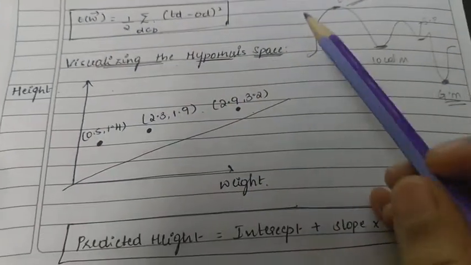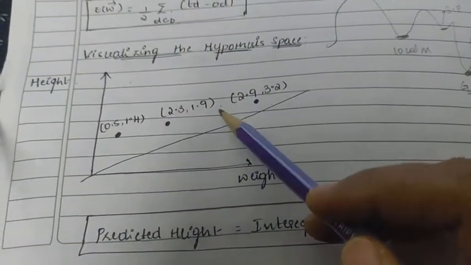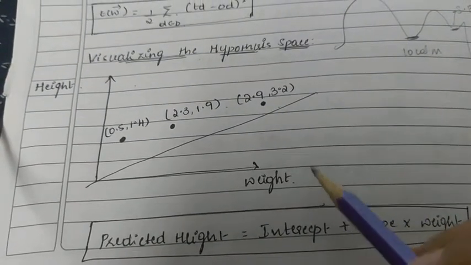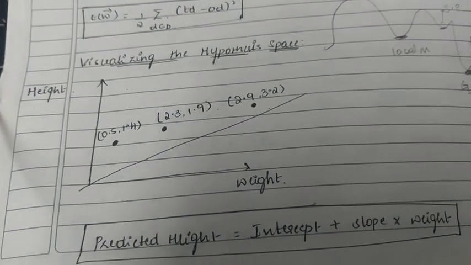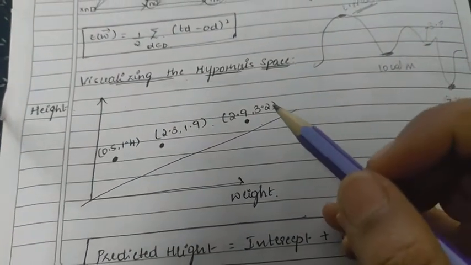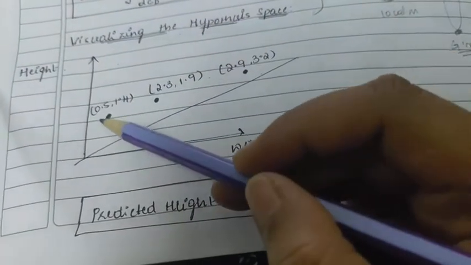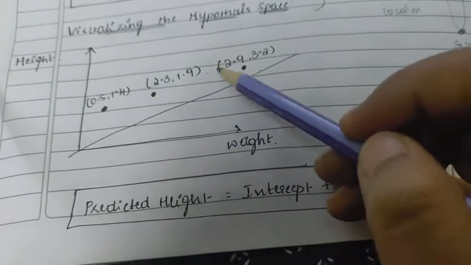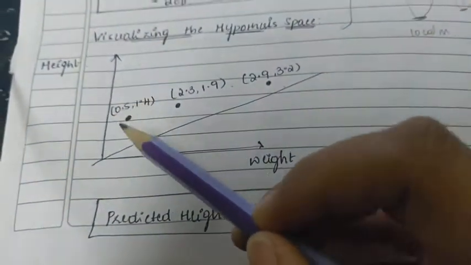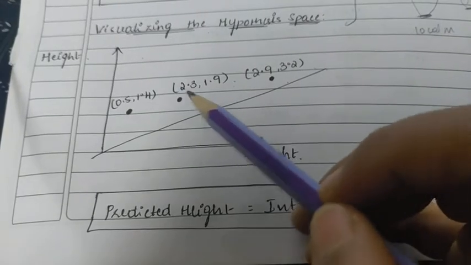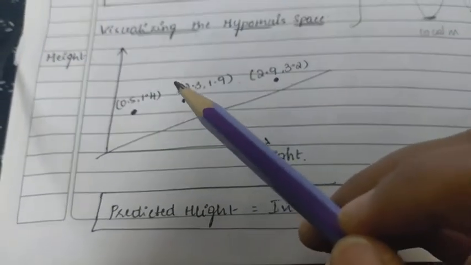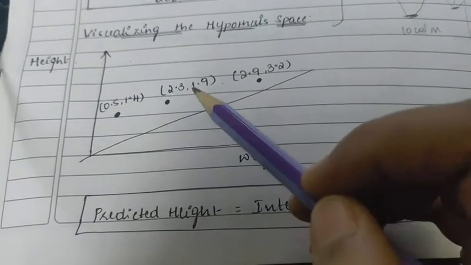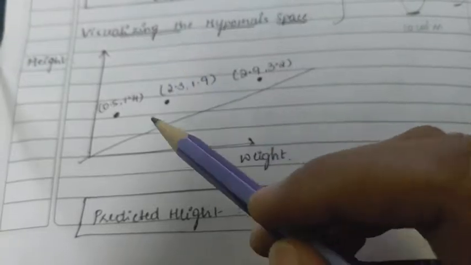Here, in the diagram I have considered two parameters. One parameter is weight, and the next parameter is height. So now it is a data set. These points are the data set that indicates the height and the weight. The first point is 0.5 comma 1.4, where 0.5 indicates the weight and 1.4 indicates the height. Now here we have to find the error, or we can say the residual.